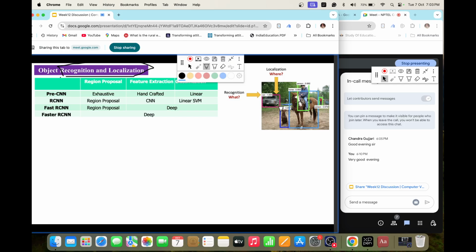Detection means where exactly the person is, where exactly in the image the horse is, where exactly in the image the car is. If it is a classification problem, then your answer will be car, dog, horse, person, person. That will be your classification answer. But if it is detection, then you have to give all these classes, and also where exactly the classes are in the images.